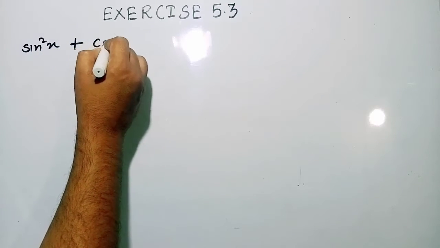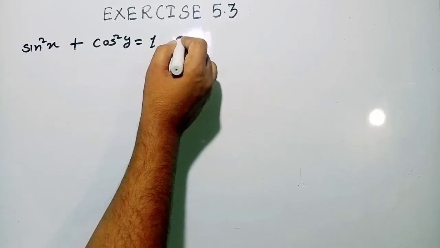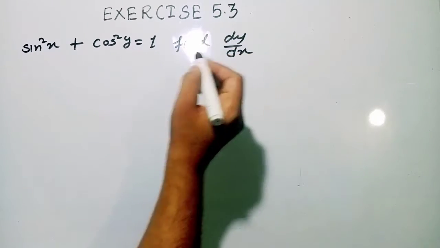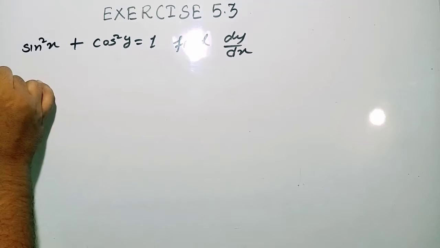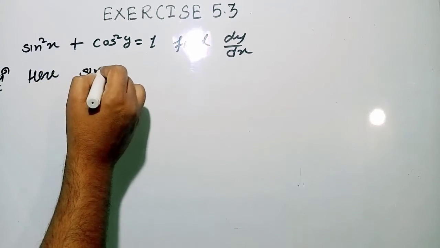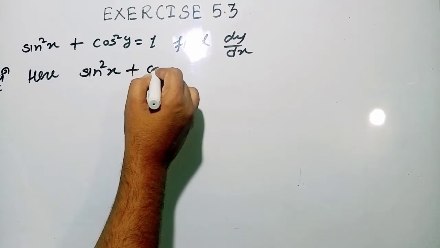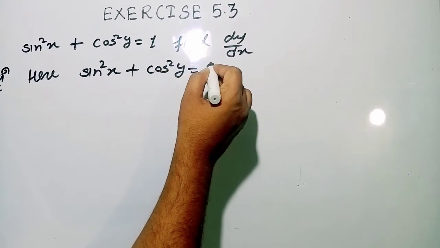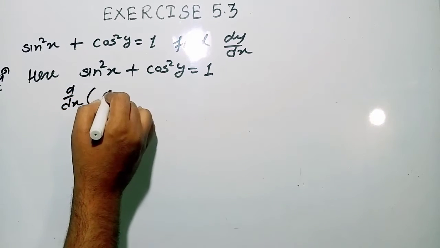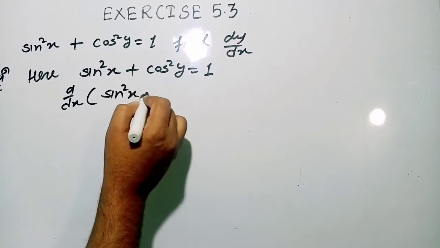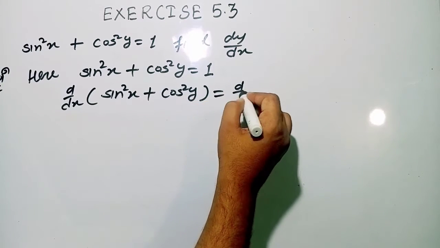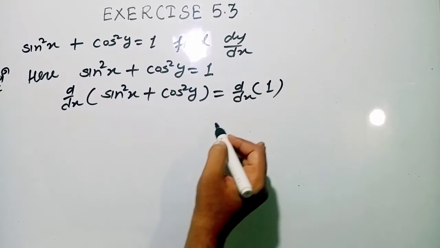The question is sin square x plus cos square y is equal to 1. Find dy by dx. So here it has been given that sin square x plus cos square y is equal to 1. Now differentiating both sides with respect to x. So d by dx of sin square x plus cos square y is equal to differentiation of 1.